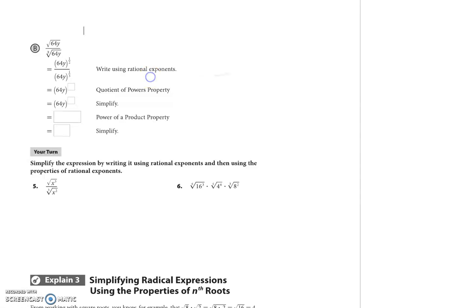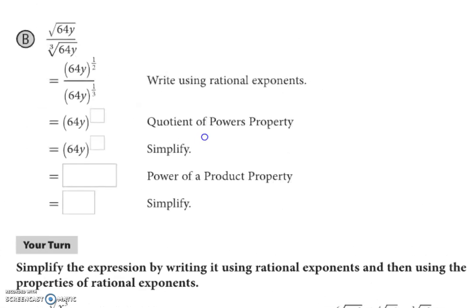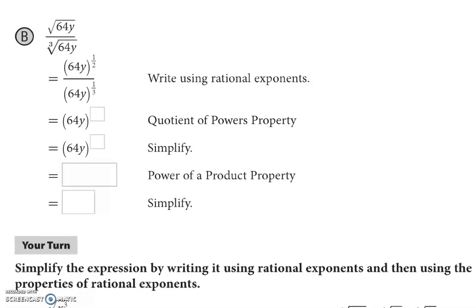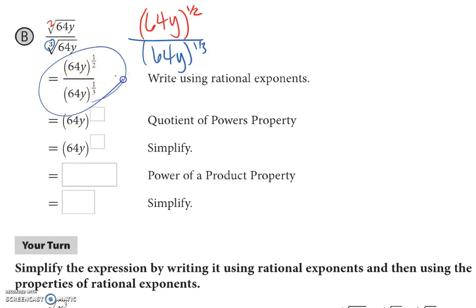So let's turn the page and look at example B. Again, we're going to do the same thing we did in the last one, where we rewrite. This here is a square root, so I'm going to get 64y to the power of 1/2. And my denominator is a cube root, so I'm going to get 64y to the power of 1/3, which is actually the first step written right here.